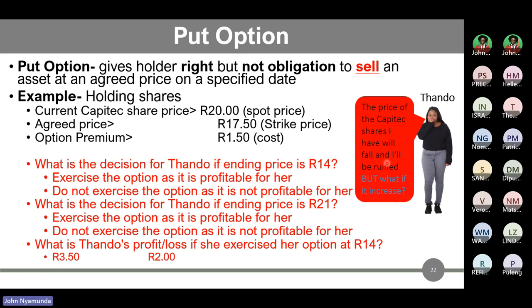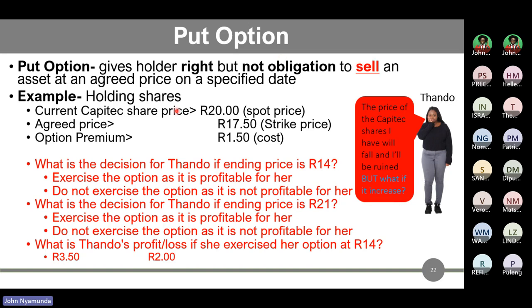But now she says, but I don't know that. What if the price actually increases? So I don't want that forward contract, because if the price increases, I don't want to sell at a disadvantage. So what does she do? She buys the put contract. The put contract will give you a right to sell at an agreed price on an agreed date, but it will not oblige you. It will not force you to sell.